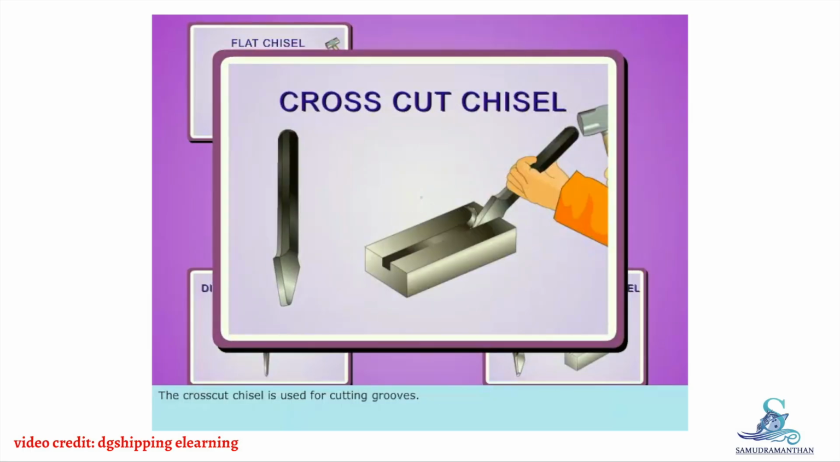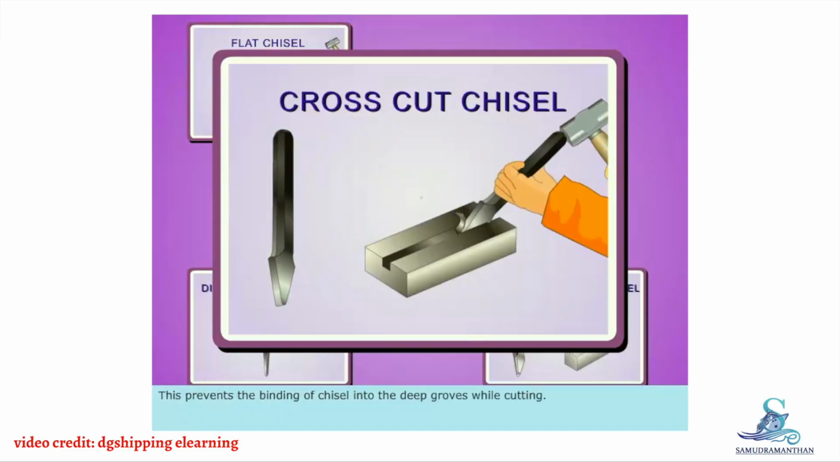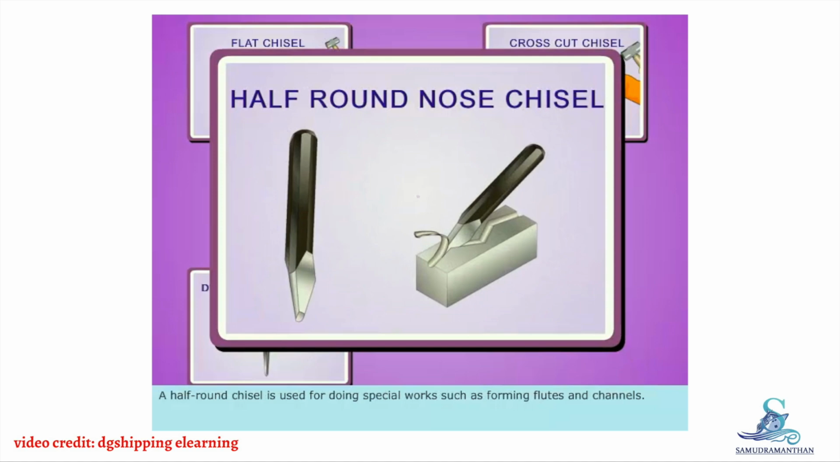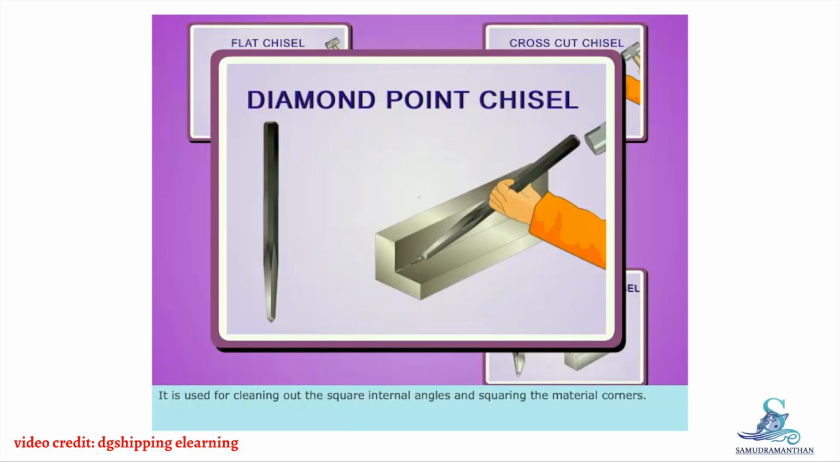The cross-cut chisel is used for cutting grooves. Its cutting edge is slightly wider than the body. This prevents the binding of chisel into the deep grooves while cutting. A half-round chisel is used for doing special works such as forming flutes and channels. In a diamond-pointed chisel, the body of the chisel is drawn down to a square section at the end, and then it is ground away to a single bevel. It is used for cleaning out the square internal angles and squaring the material corners.